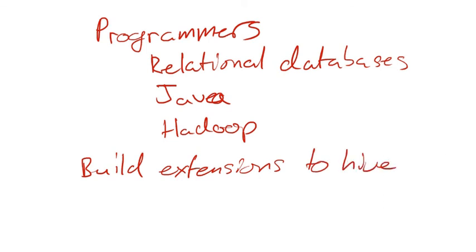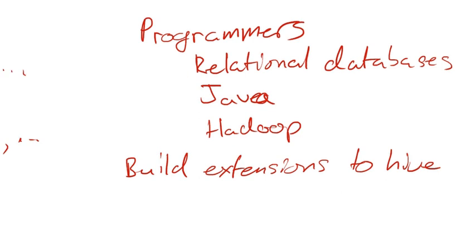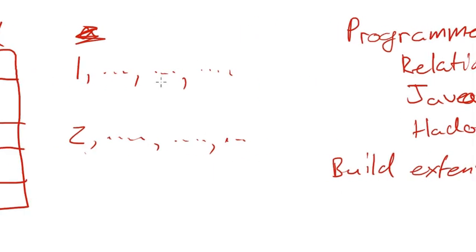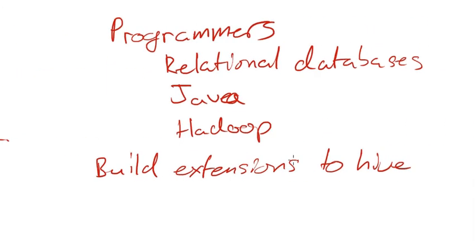So maybe your data is not perfectly formatted in a CSV format. Maybe there's a weird token right here, and there's another one right here, and you need to parse those out. So you'll build something in Hadoop to do all that, and then pass the results back on to Hive.